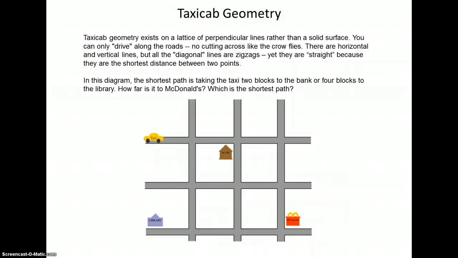If you're in the taxi and you're driving to the bank, you could just drive the 2 blocks and be there. If you're driving to the library, of course, you can't just drive across people's yards, so you'd have to stay on the roads and drive to the library. What is the shortest distance to the library? What if you wanted to drive to McDonald's? Again, remember that a straight line means the shortest distance. So we can drive a straight line to the library, and yet we have to make 2 right turns. Where's the straight line that's the shortest distance to McDonald's?